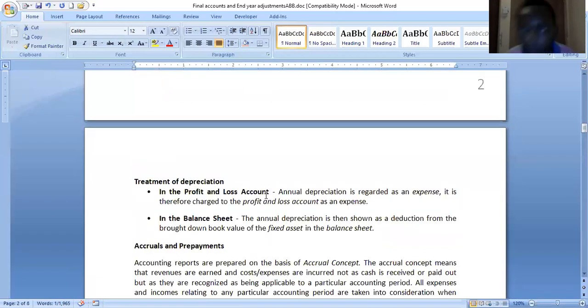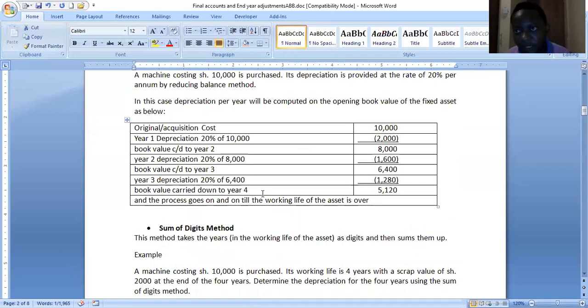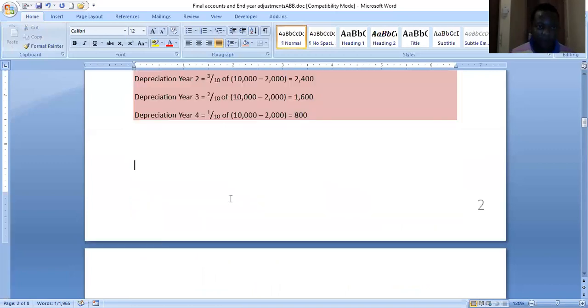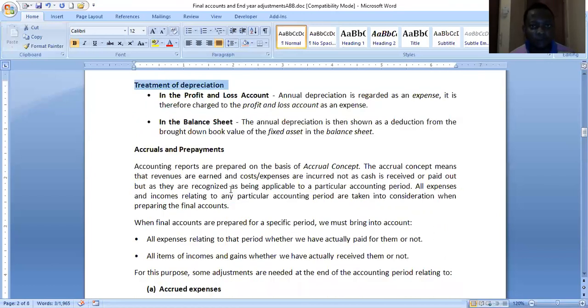Now we've calculated depreciation. We've seen the three methods of calculating depreciation. But now the question is, after determining the amount of depreciation, what next? So here we're supposed to adjust for this depreciation in the final accounts. So how do we adjust for depreciation in the final accounts? This is a question that we are to answer now. So therefore, treatment of depreciation.